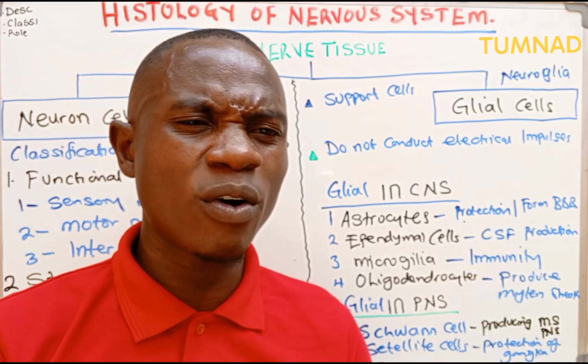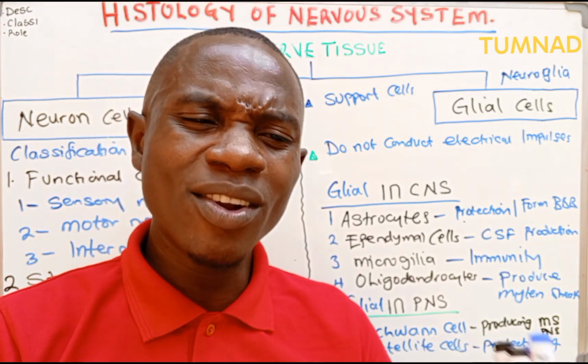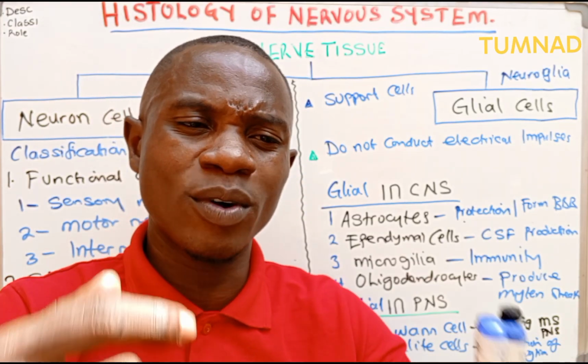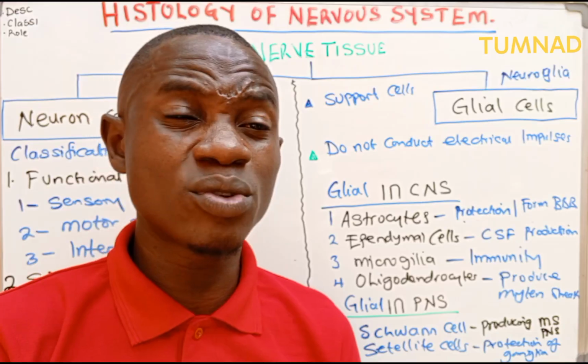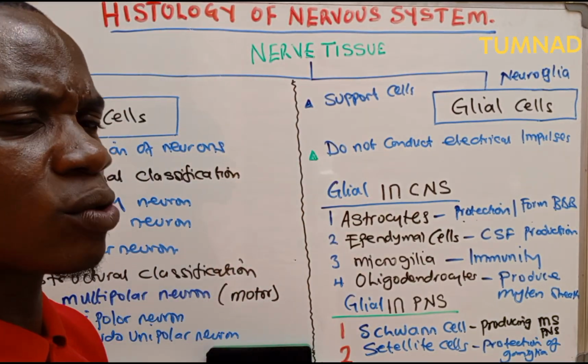We have a number of them. We have billions and billions of these neuron cells. These neuron cells have a high metabolic rate. For that reason, they need a constant supply of oxygen and glucose, because their main source of energy is glucose. So these neurons are very important.